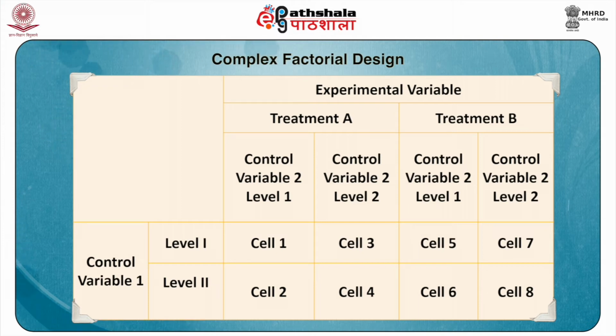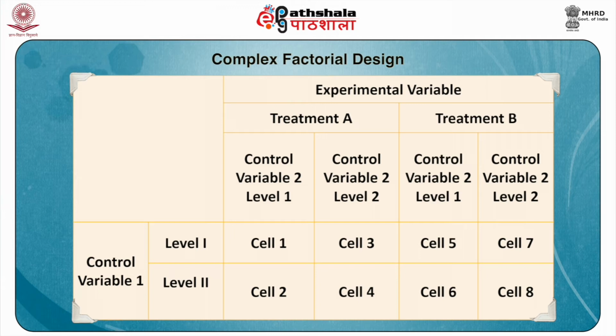With the help of this design, one can determine the main effects of 3 variables, that is 1 experimental and 2 control variables. The interactions between each possible pair of variables are called first order interactions, and the variables taken in triplets are called second order interactions.